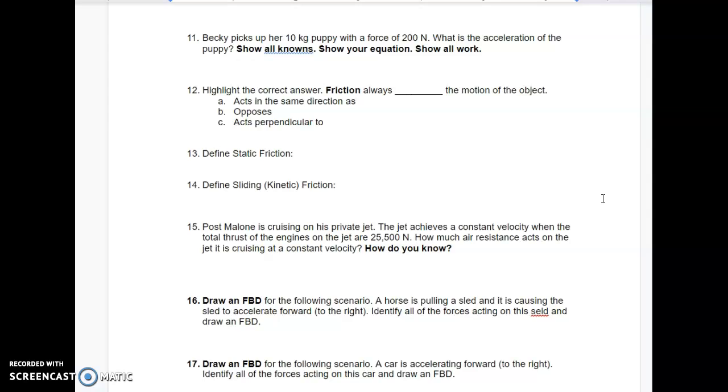All right, so that is the friction that is holding something in place. It's preventing or opposing that motion. So define sliding or kinetic friction.